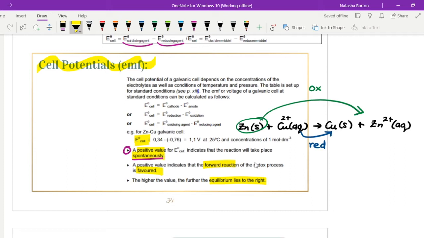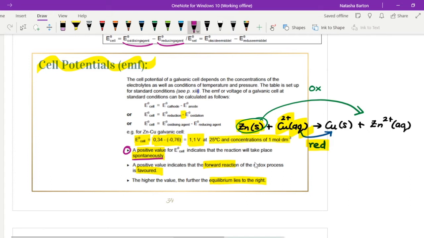So if we want to calculate the cell potential for the zinc copper galvanic cell, we're going to take the electrode potential of the copper half cell, which is 0,3 from your table. Then we write minus, because that is what the formula says. And from your table as well, your zinc half cell has the electrode potential of negative 0,76. So we subtract that, and we get 1,1 volts at standard potentials.